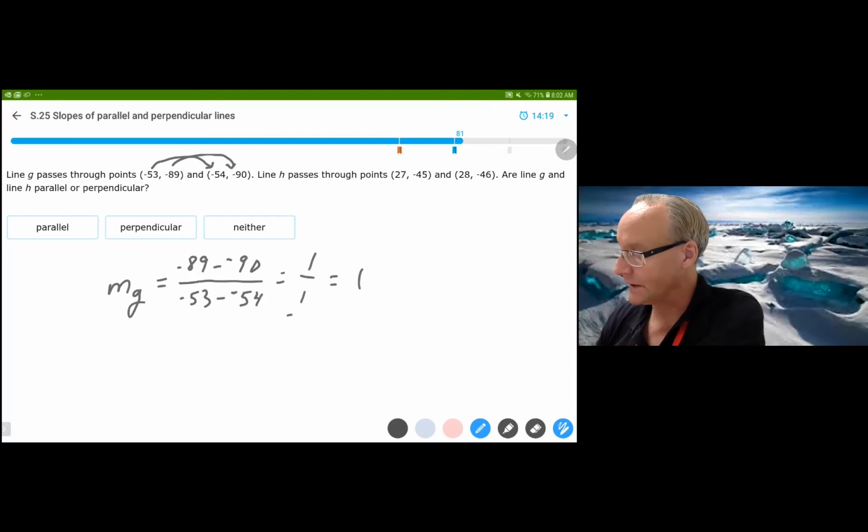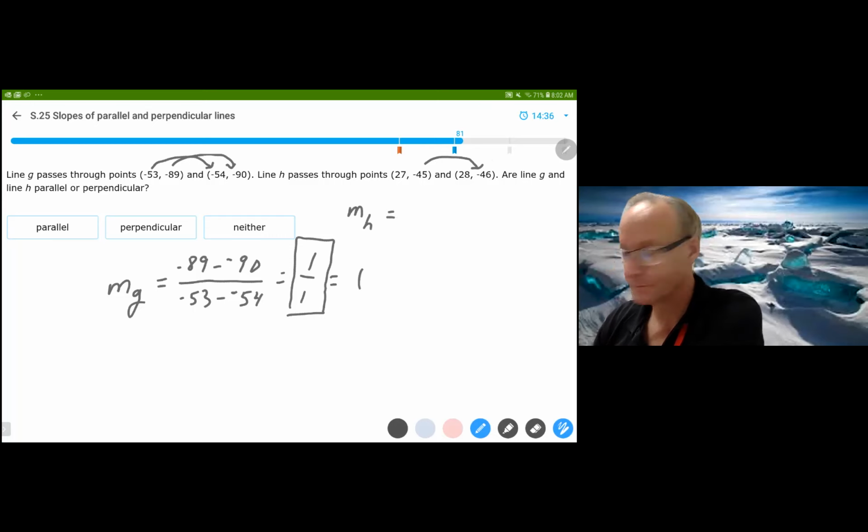And I recommend keeping it like this for now, because again, we're interested in the negative reciprocal maybe. Well, we're going to compare them. So this time I want the slope of line H. I'm going to write it. And I am going to subtract it in the same order so that I get a positive 1.